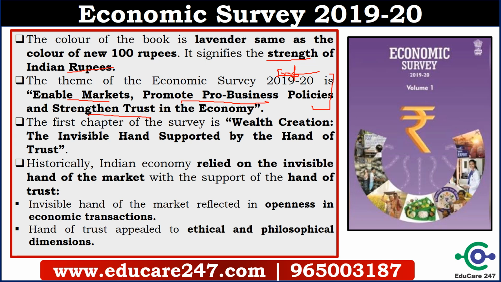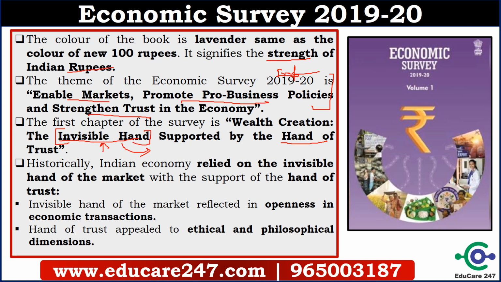So remember the theme. The first chapter of this year economic survey is wealth creation, the invisible hand supported by the hand of trust. The word invisible hand is also very important, and this word has been coined by Adam Smith. Adam Smith has written a book called Wealth of Nations, and from that book this word has been taken. And hand of trust has been coined by Kautilya, and Kautilya has written the Arthashastra. So these two words are very important for your upcoming examination.